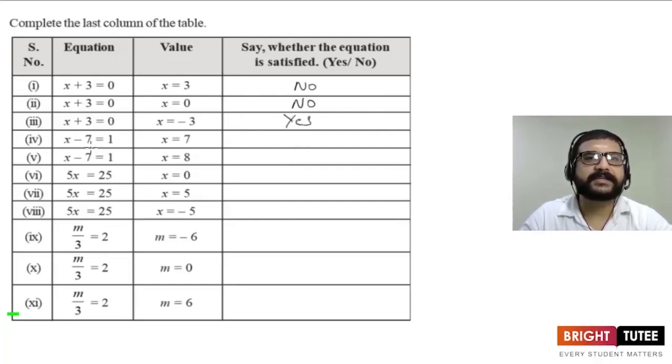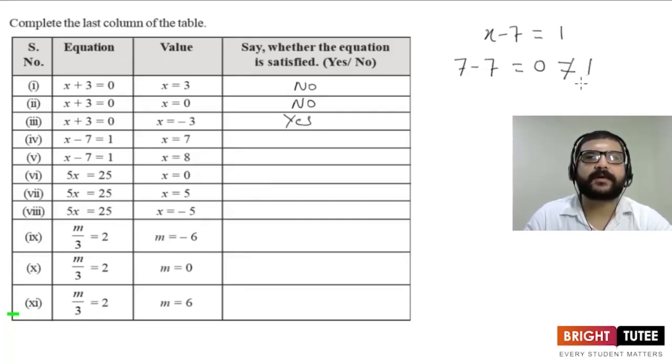Now the fourth equation is x minus 7 is equal to 1 and the value of x is given as 7. So we have x minus 7 is equal to 1. What is the value of x here? It is 7. So let's substitute it here. We will get 7 minus 7 and this is equal to 0. Now we know 0 is not equal to 1. Hence this time the equation is not satisfied.